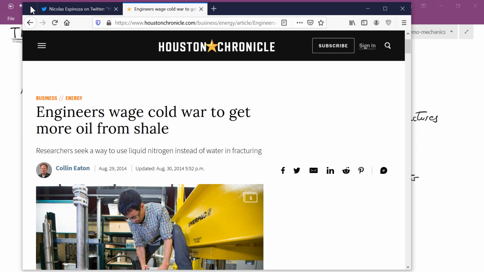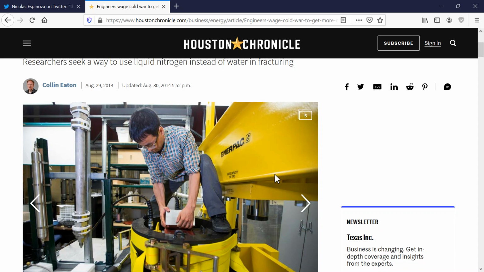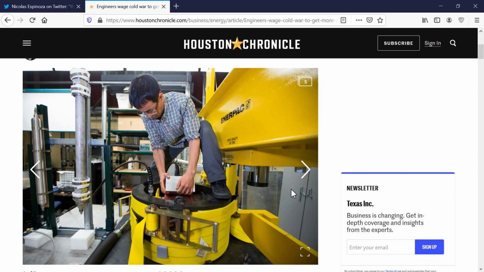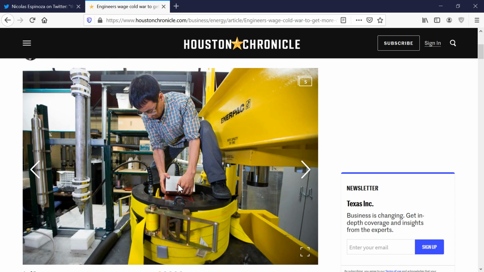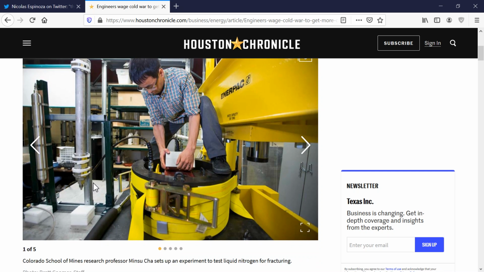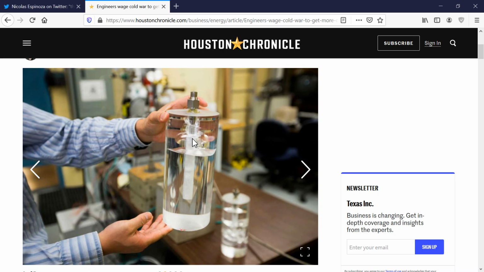Let me bring the web browser into here. This is my friend Minsu over there doing an experiment of cryogenic fracturing, in which you inject liquid nitrogen into a rock and you produce a fracture just due to the thermal shock. And let me share with you also one of Minsu's photos over here. This is an example of hydraulic fractures created in acrylic just by injecting liquid nitrogen.